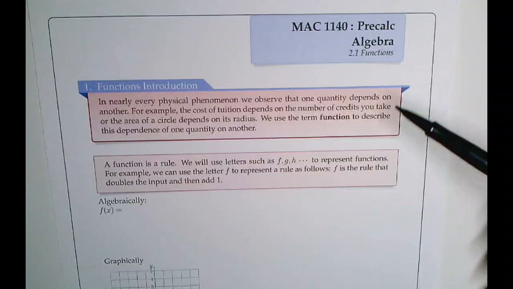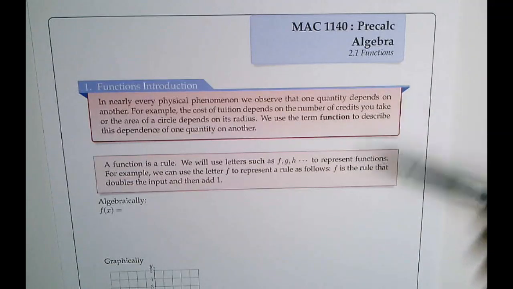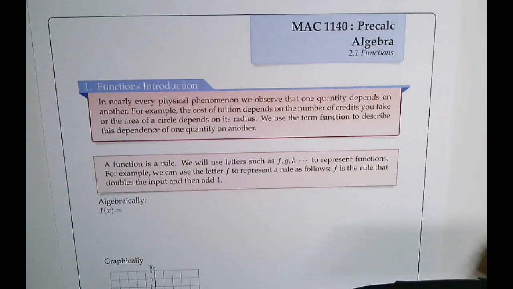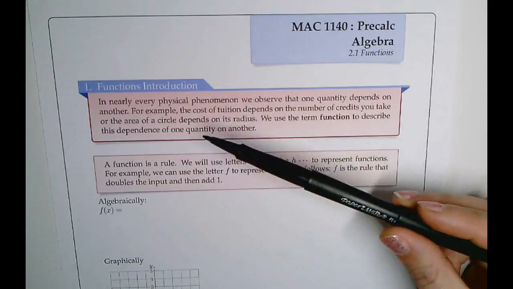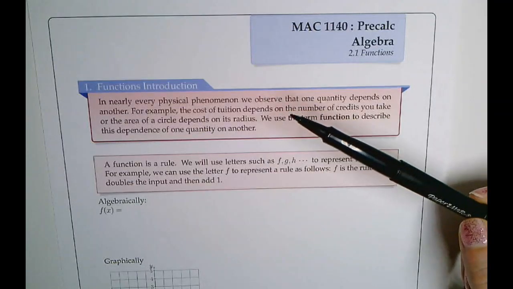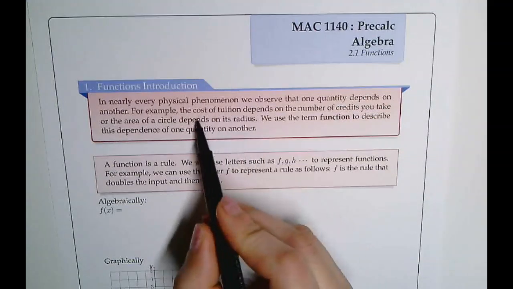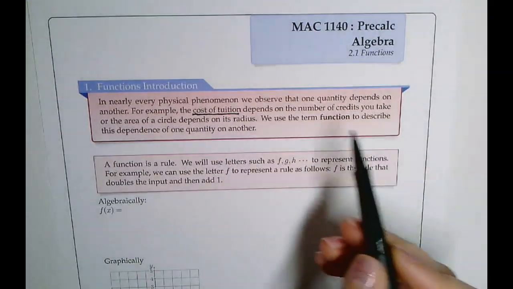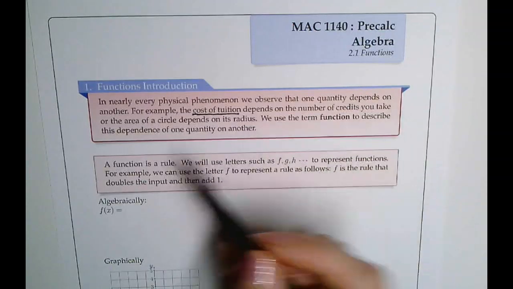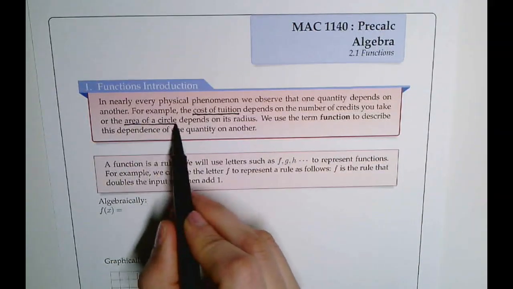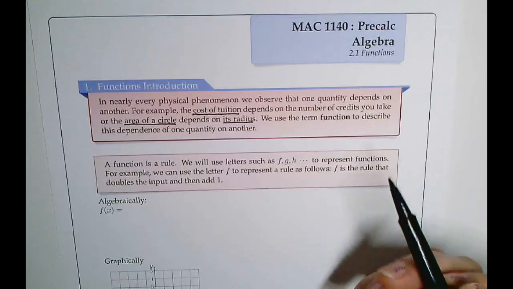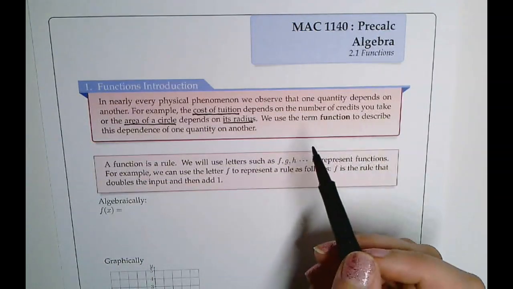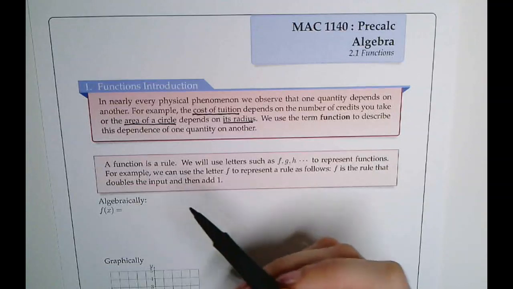You should be pretty familiar with functions, like what is a function and how we can visualize functions and how to use them in applied problems. Because in nearly every physical phenomena out there, we observe that quantities depend on other quantities. So for example, you can see that the cost of tuition depends on the number of credits you take, or the area of a circle depends on its radius, and so on. So we use the term function to describe this dependency of one quantity on another.